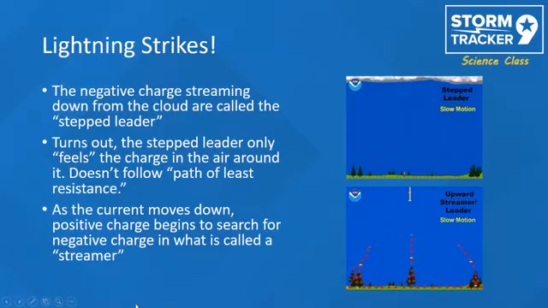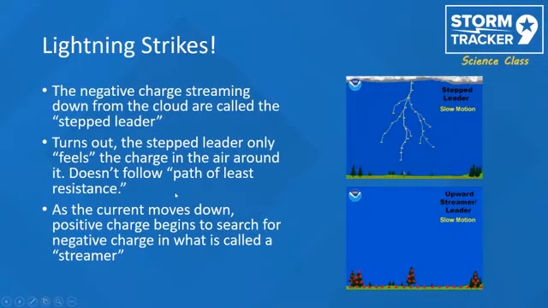Lightning strikes. So the negative charge streaming down from the cloud, now that the difference in charge has become so great that these things need to meet up and the atmosphere can't contain it anymore. That negative charge streaming down from the cloud that you see, and I'll play this video one more time, is what we call a stepped leader.